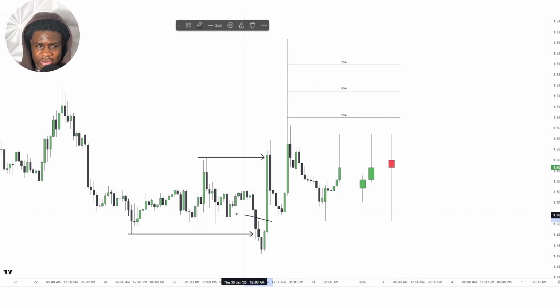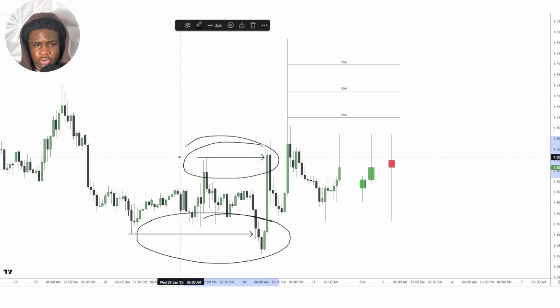You can see from this liquidity sweep in this breaker structure, we could see that price is obviously bullish. Even though we know that price is bullish, where do we anticipate price to go next?